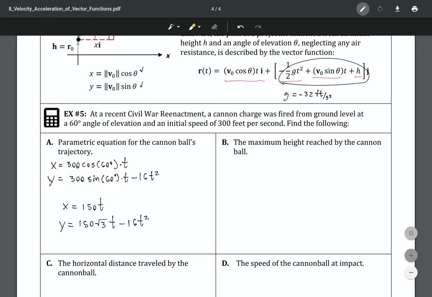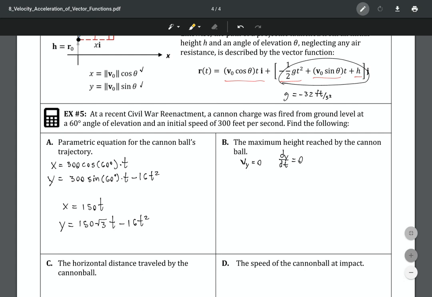All right, so those are the two functions. Now, I want to know the maximum height reached by the cannon. We know that the maximum height is reached when the velocity in the y direction is equal to 0. I don't know if I want to call this Vy equal to 0, but essentially the velocity in the y direction has to be equal to 0. So meaning, when is this part right here?